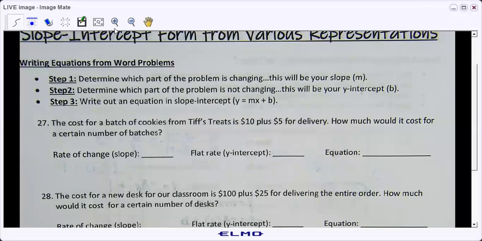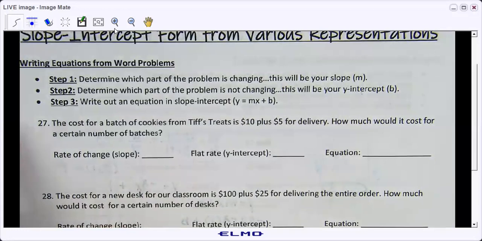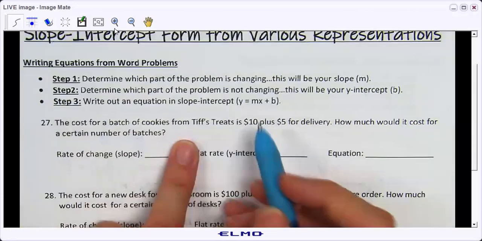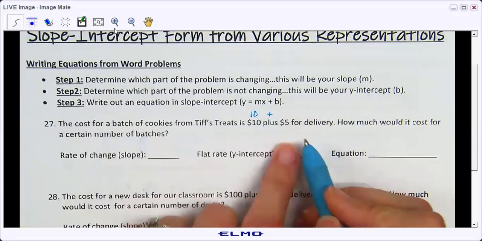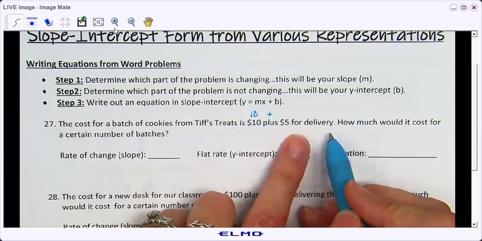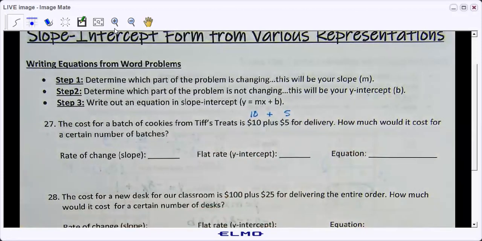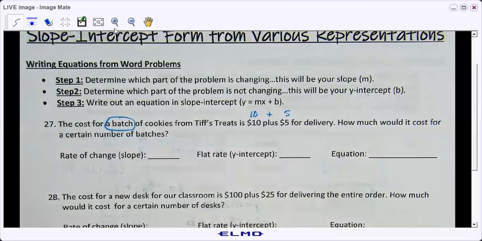So I use rate of change with word problems. It's the same as slope. But with real world situations, we call that rate of change. So let's look at our problem. The cost for a batch of cookies from Tiff's Treats is $10, plus $5 for delivery. So per batch of cookies is $10.